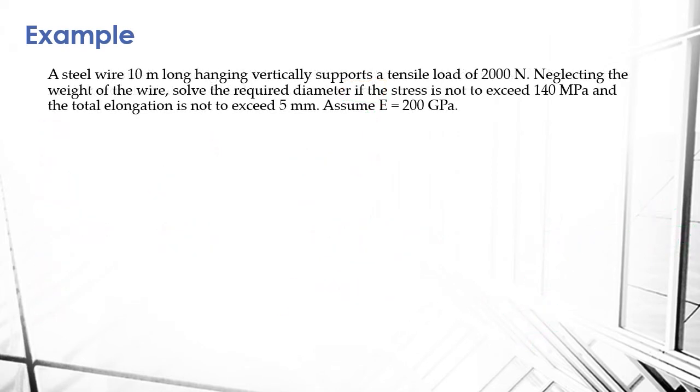A steel wire 10 meters long, hanging vertically, supports a tensile load of 2,000 newtons. Neglecting the weight of the wire, solve the required diameter if the stress is not to exceed 140 megapascal and the total elongation is not to exceed 5 millimeters. Assume modulus of elasticity is equal to 200 gigapascal.